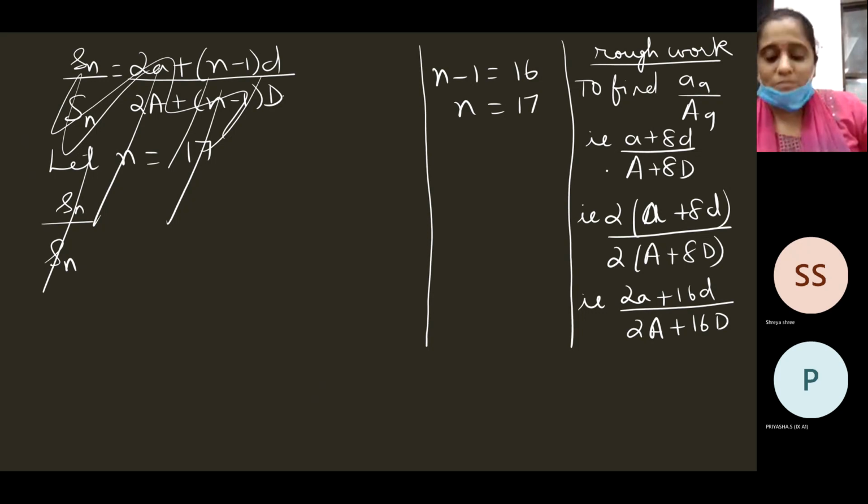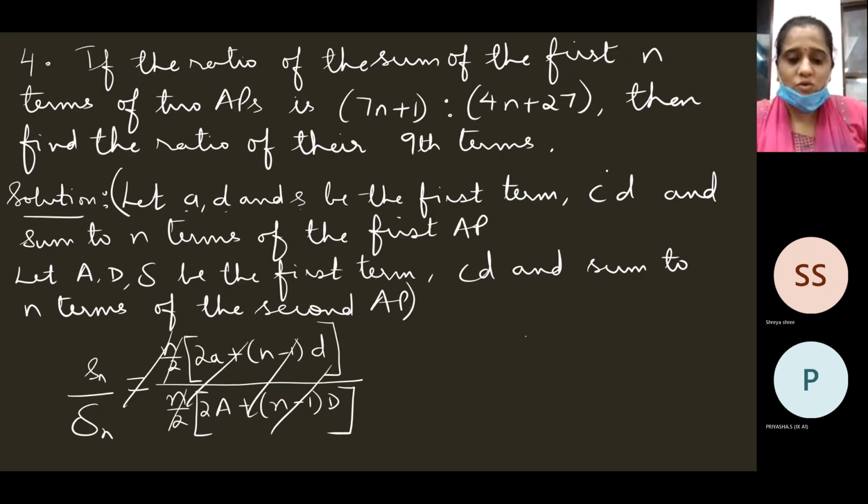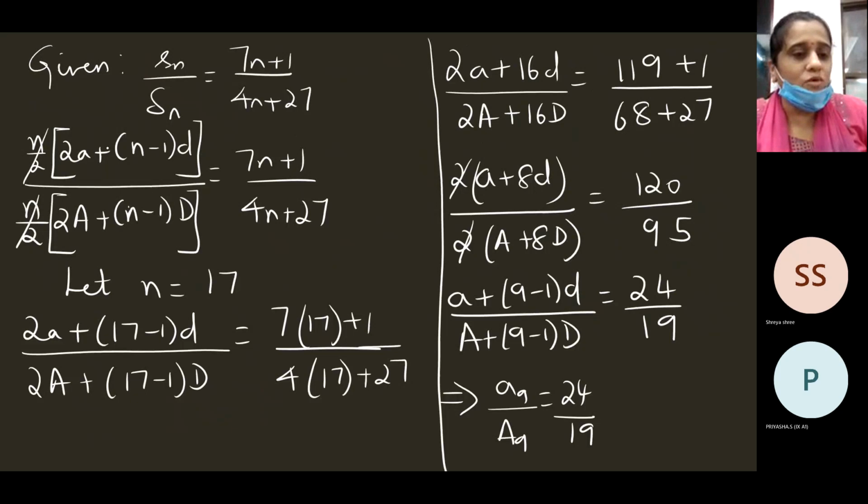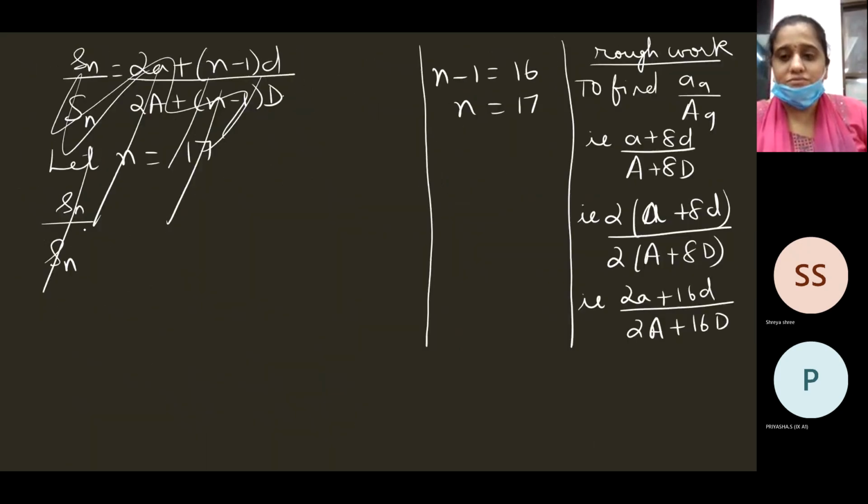All right. But we don't have a here. We have 2a. See here, we have 2a, we don't have a. So in terms of 2a, what do you need? You need a plus 8d by capital A plus 8 capital D. Multiply the numerator and denominator by 2. You can do that. You're not changing the value, like they get cancelled, no? So you're not making any change to the expression.